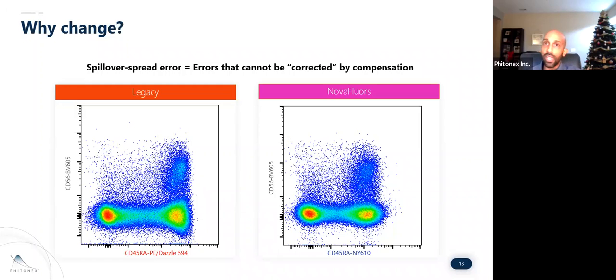But if you make that change, you can really improve your data analysis by improving resolution. So if we can reduce this spillover spread error, it's going to give us more resolution. So we can see here that the spillover spread that's occurring from PE Dazzle is really starting to spread over into our CD56 detector, which is probably going to cause us to lose some of the resolution of this CD56 dim population. Whereas if we can reduce that spread, we're going to get a more accurate assessment of these CD56 dim cells.